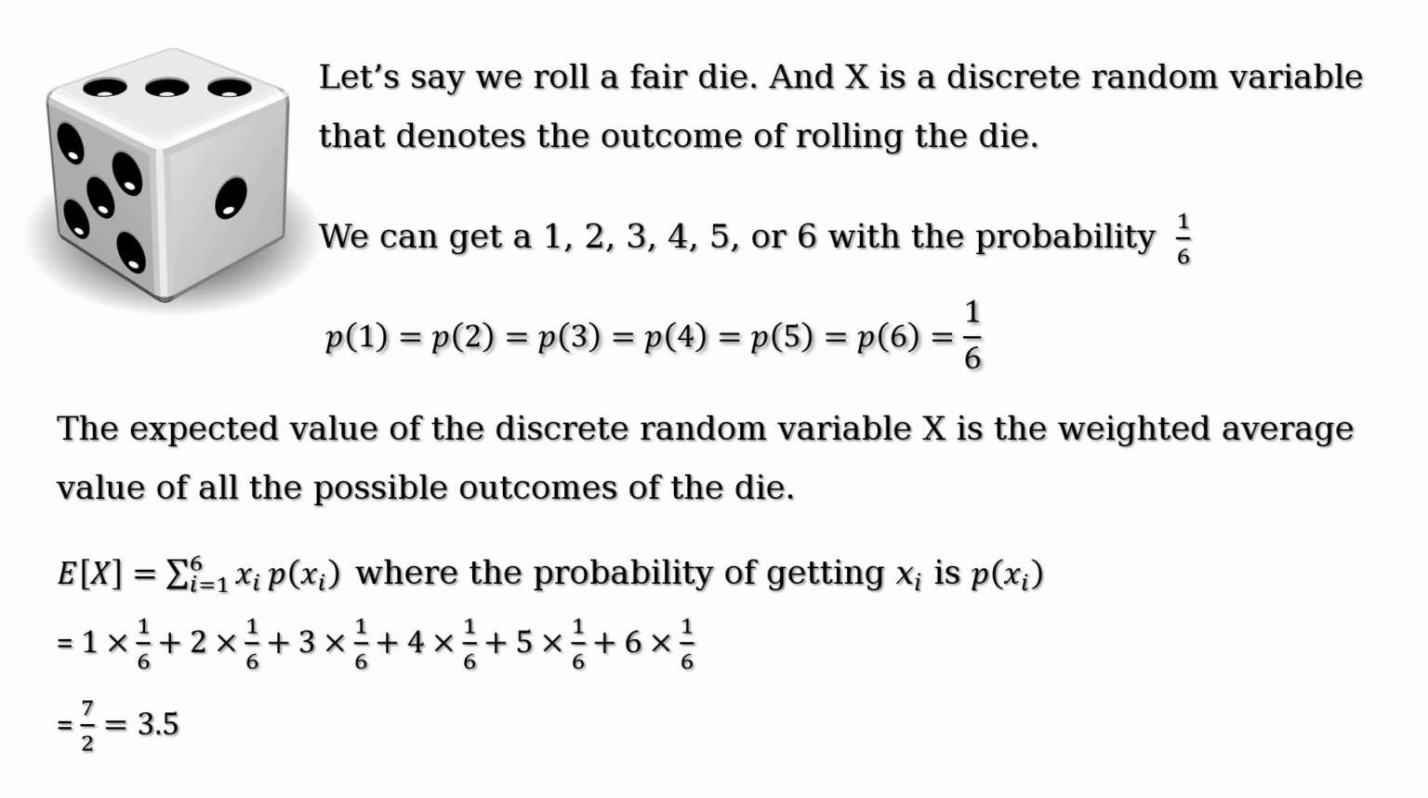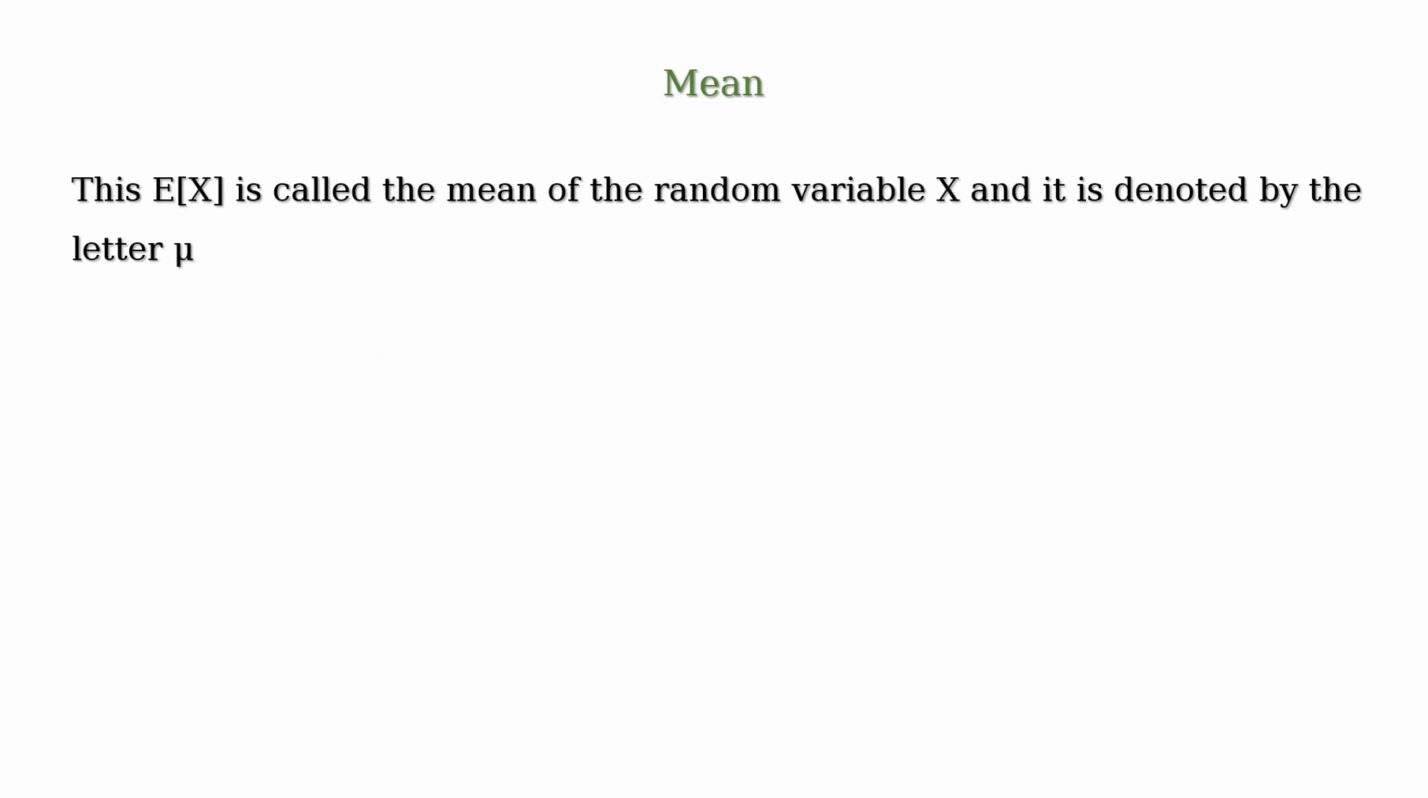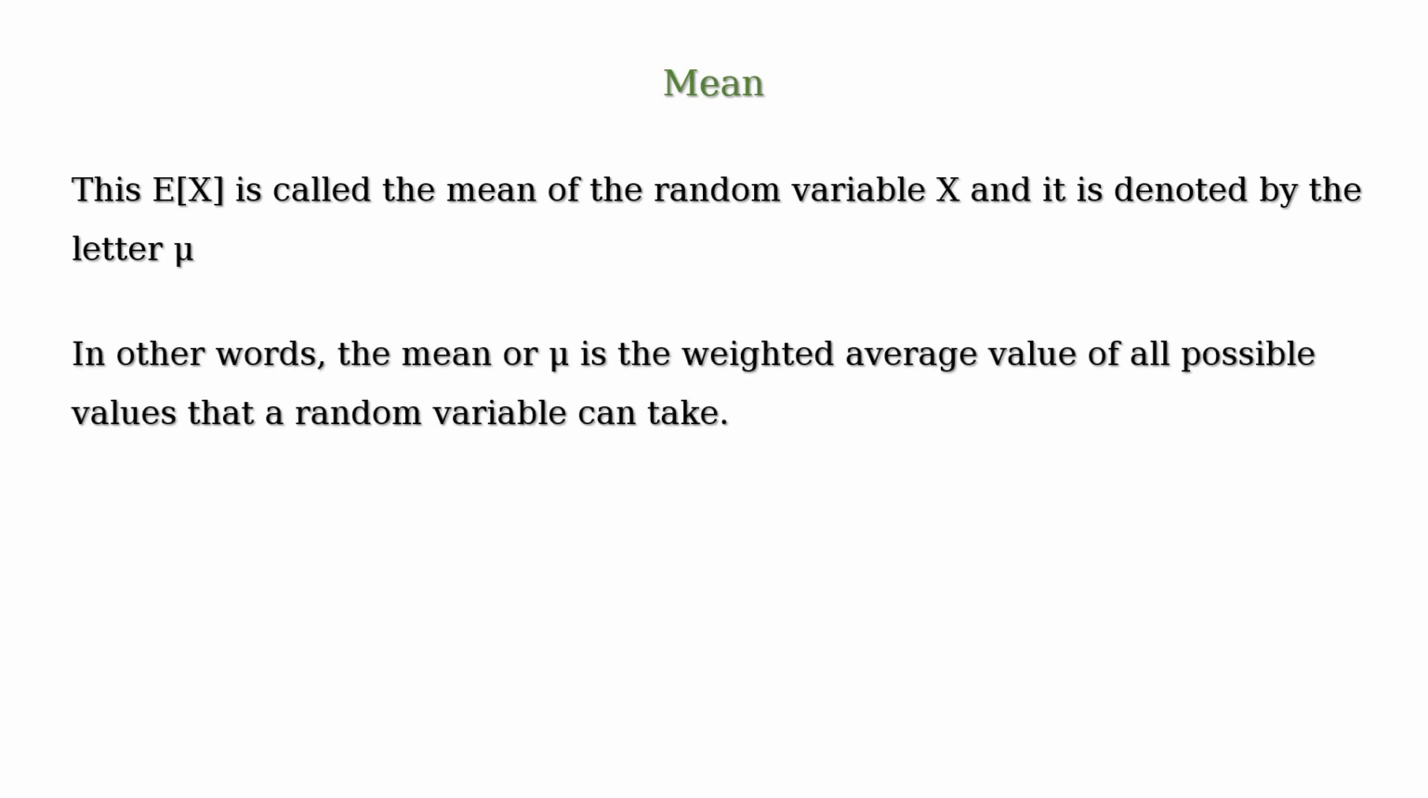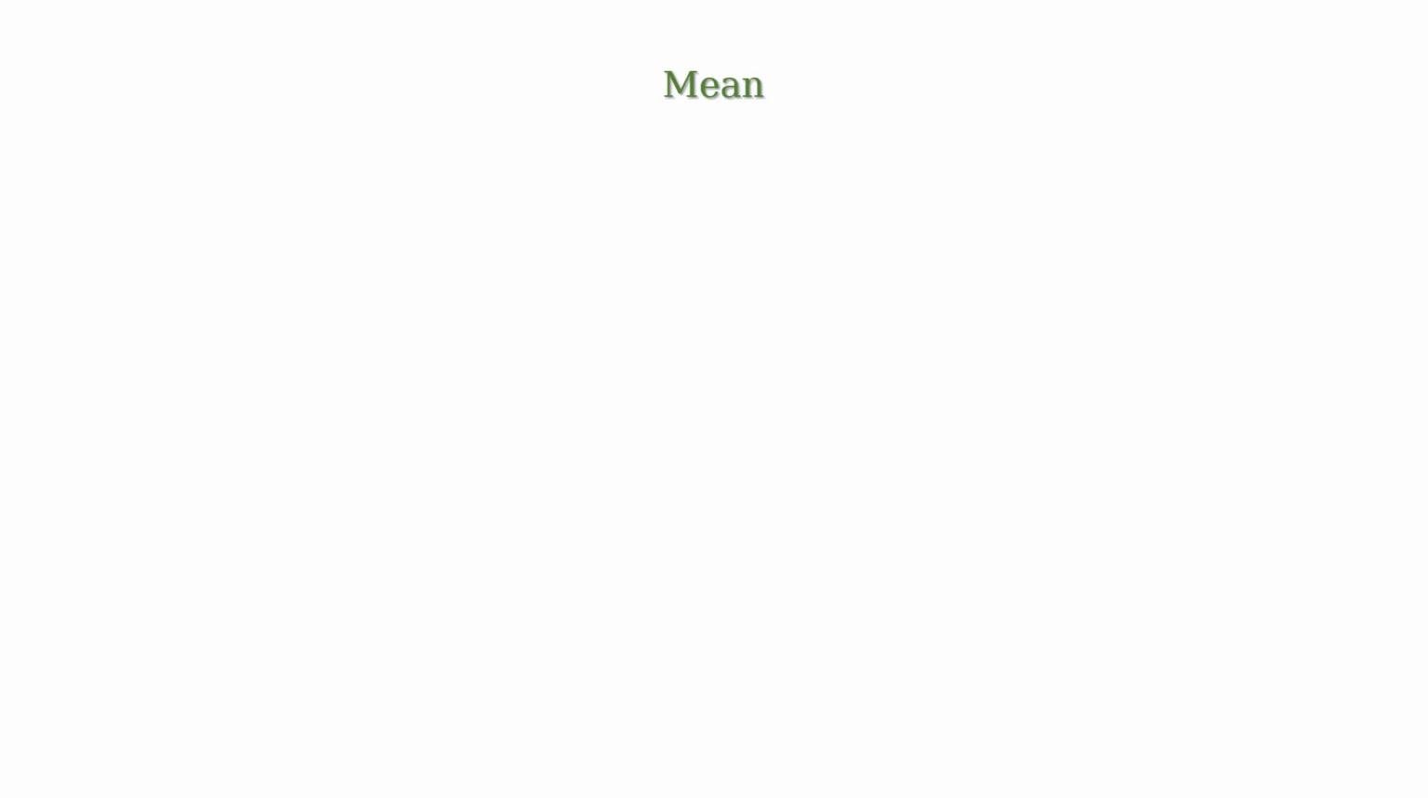This expectation x is also called the mean of the random variable x and it is denoted by the letter mu. In other words, the mean or mu is the weighted average value of all possible values that a random variable can take. Now, let's look at another example and try to calculate the mean of some numbers.